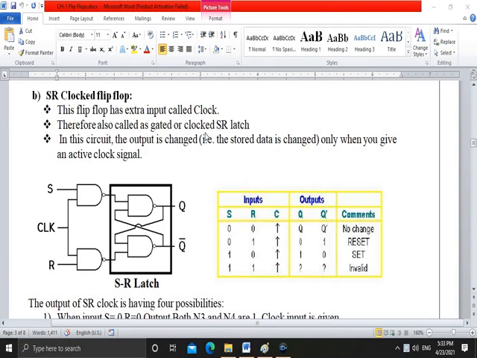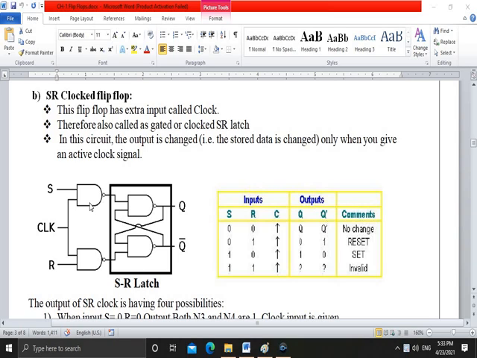Next point is SR clock flip-flop, or clock SR flip-flop. This flip-flop has an extra input called clock. So the previous circuit and this circuit have only one difference: this one has one extra input, the clock. There is some modification in the previous circuit. Previously we have seen only the SR latch.